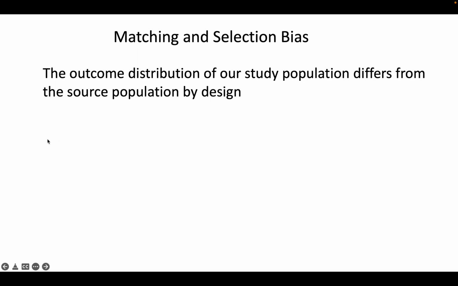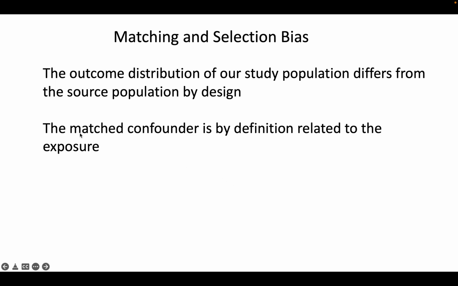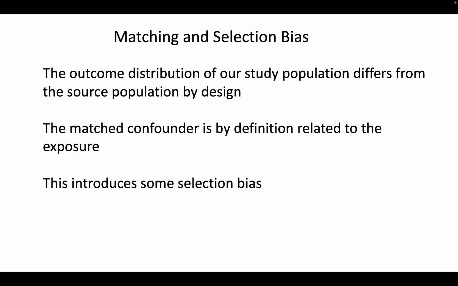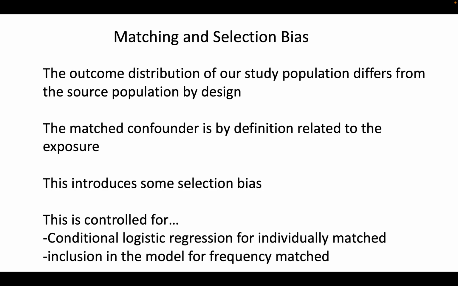So in the very basis of a case control study, you're selecting based on the outcome. That's a given because we're choosing how many people are outcome positive and negative in our study. But when you match on a confounder, that's also related to the exposure. So now, by design, it's related to the outcome, but it's also related to the exposure, and you're introducing selection bias.